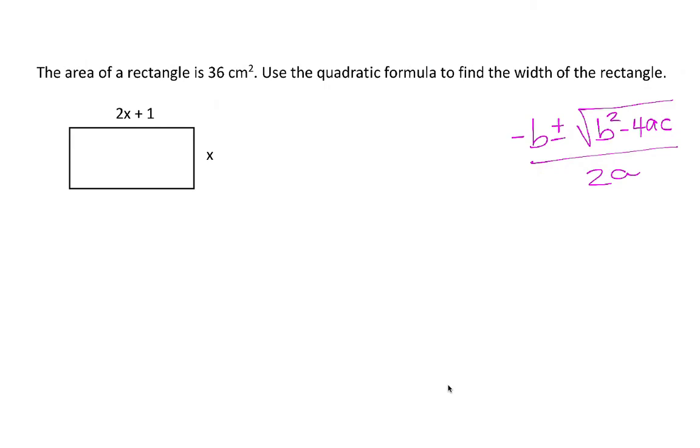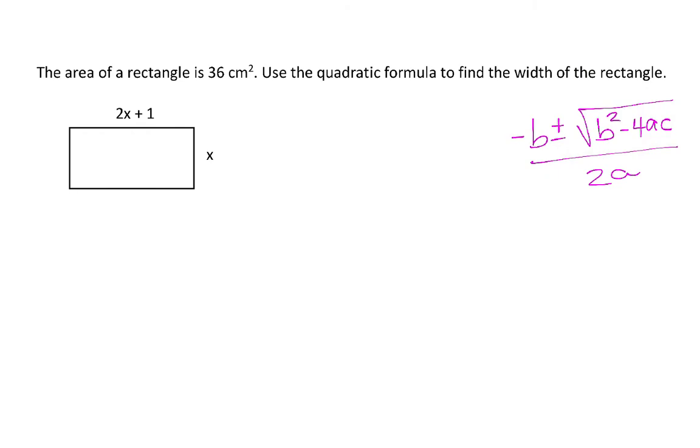Okay, we have a word problem. We're still going to do it the same way we've been doing. We're going to solve this quadratic using the quadratic formula. It tells me we have an area of 36 centimeters squared. So this rectangle has an area of 36.